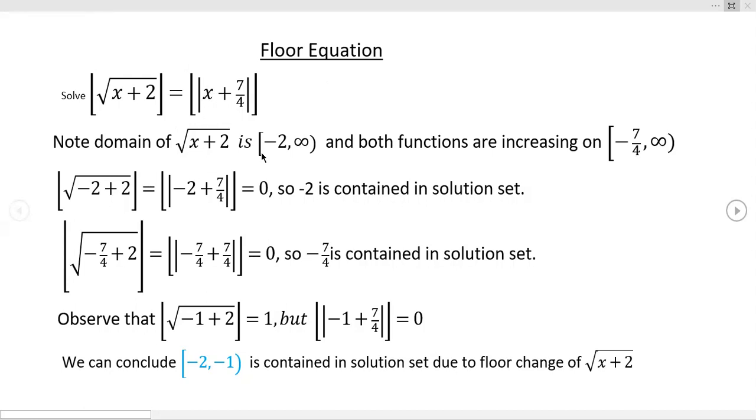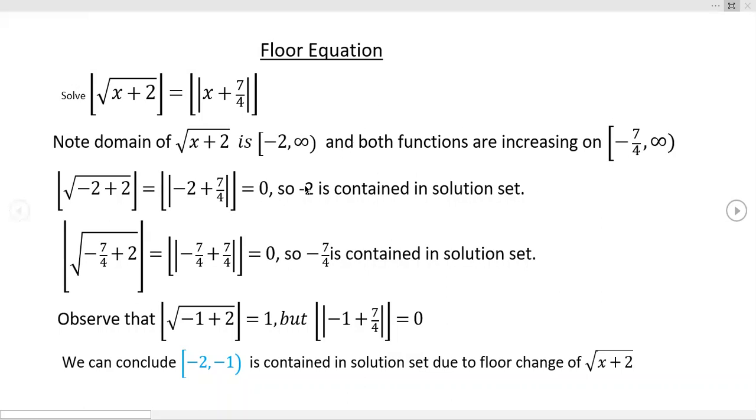Now, as I just mentioned, the domain of the square root of x plus 2 is minus 2 to infinity. All right. And also, both functions are increasing on minus 7/4 to infinity. Both functions are increasing in nature. All right. Now, actually, it turns out the absolute value is decreasing from minus 2 to minus 7/4, but it doesn't really make any difference as far as the floors go.